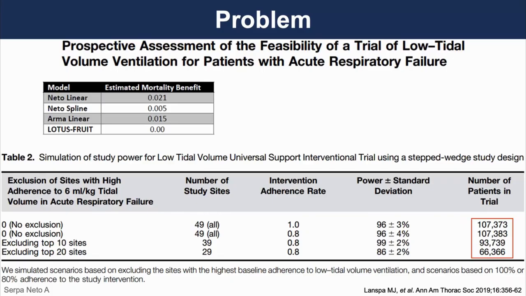This is a study called LOTUS FRUIT, which I collaborated on with the Americans about 8 years ago, where we investigated the feasibility of running a clinical trial investigating the impact of low tidal volume ventilation for all patients, all-comers in the ICU. If you are all pretty experienced with the ventilation field because of ECMO, you know that there is a lot of evidence over the last 25 years suggesting a potential benefit with the use of low tidal volumes in patients with and without ARDS. Of course, in patients without ARDS, this evidence is not as strong as in patients with ARDS.